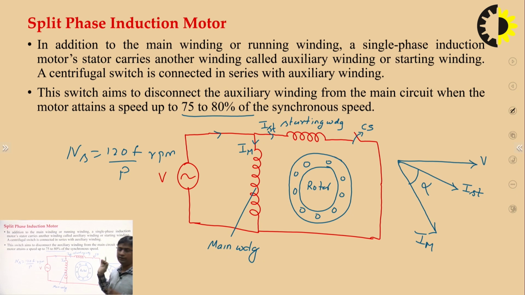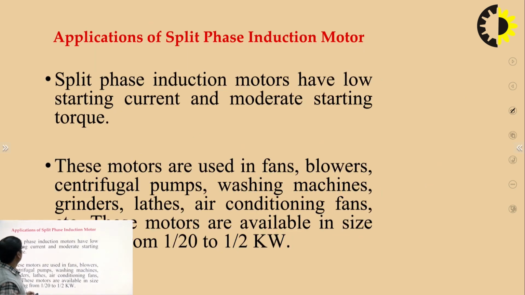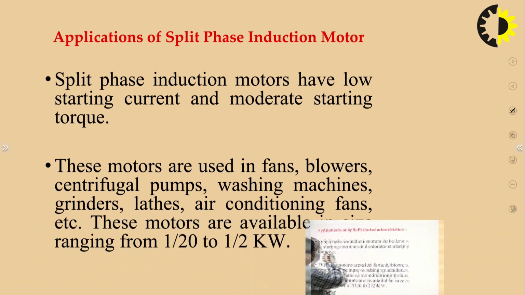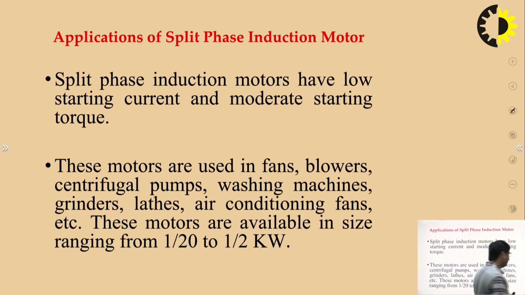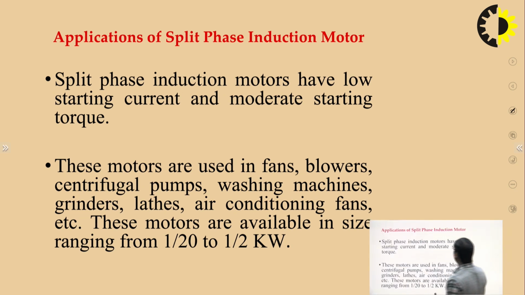So the role of the starting winding is to provide the starting torque to rotate our motor, and our motor will start. This is the basic important thing about this particular method. This method is also called the resistive start method. Some of the applications: this method has a low starting current, because the angle is not so large, and moderate starting torque.